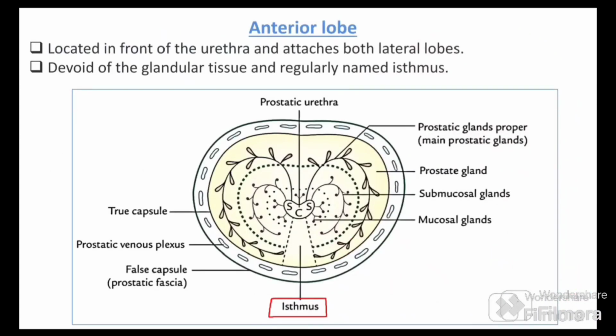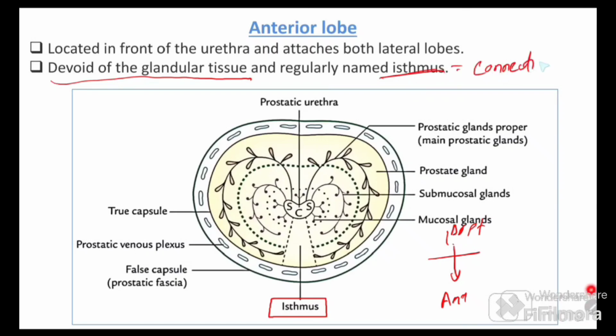Now see the anterior lobe. You can see this is the anterior, this is posterior. The anterior lobe is located in front of the prostatic urethra. Remember, this is a non-glandular part. This anterior lobe does not have any glandular tissue. You can see there is no glandular tissue present over here, and it is normally called the isthmus. The meaning of isthmus is the connecting structure, something which is connecting together. So the anterior lobe is also known as the isthmus, and remember the anterior lobe is non-glandular.